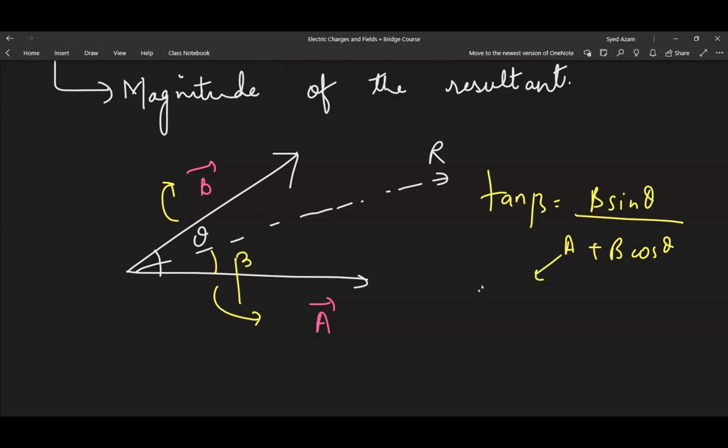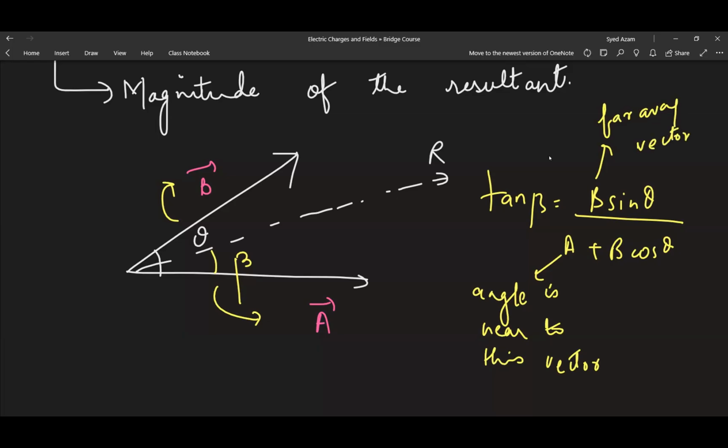What is A? The vector the angle is near to is A. And B means the far away vector. This is the far away vector. So this is how you will choose. Like here A and B are given, then you will have the values also. So what does this give? This entirely gives the direction of the vector.